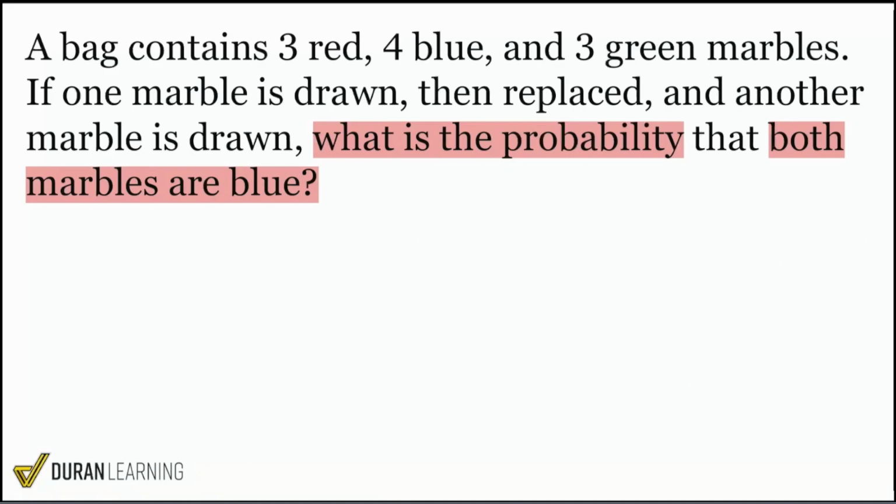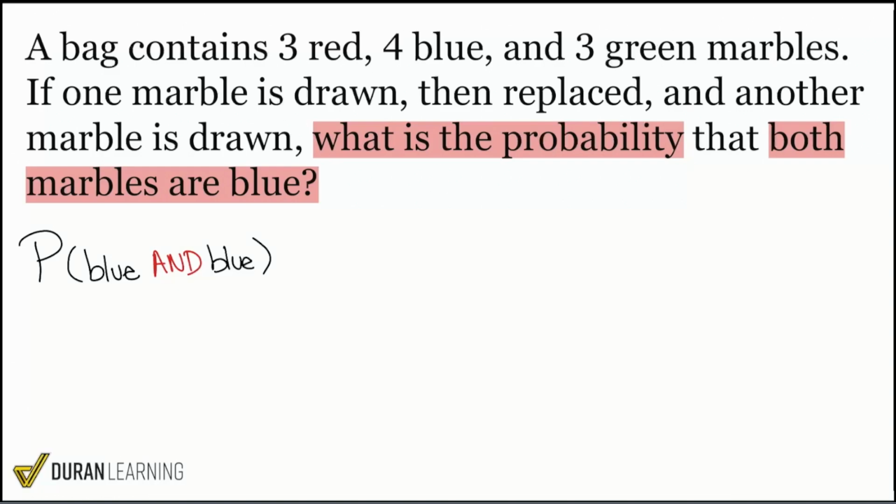The way that we interpret this is we are calculating the probability that we select a blue marble and then we select a blue marble again. Does that make sense, everybody? If one marble is drawn and then another marble is drawn, that's two events. And if we're asking that both marbles are blue, that's not or. We are saying we want blue and we want blue. So this is a compound probability implied with the word and.